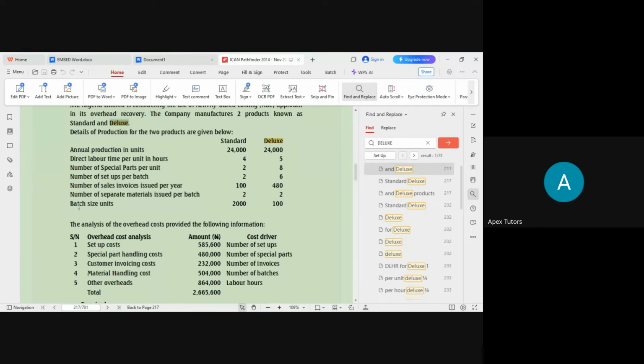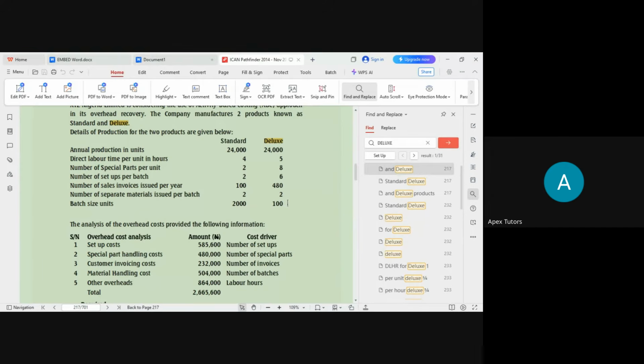See another statement. Batch size in units. It means there is a relationship between number of setups per batch, batch size in units, and annual production in units. There is a link between these 3 items. Now, for you to know the interpretation of batch size in units, it means that one batch will make up of what? 2,000 units for standard.